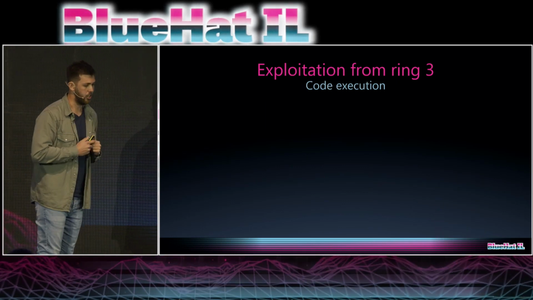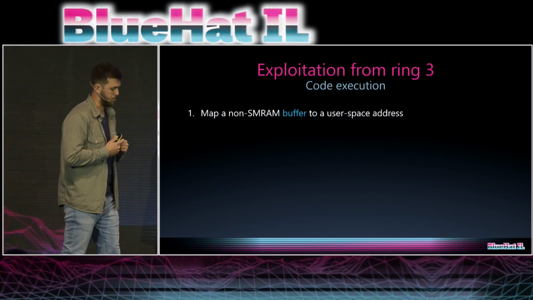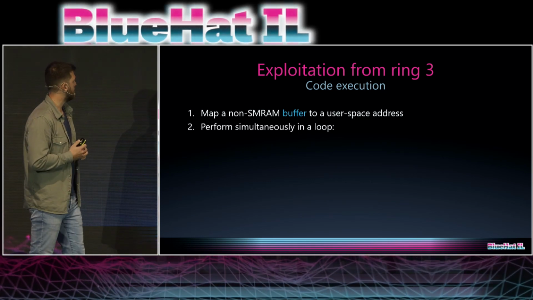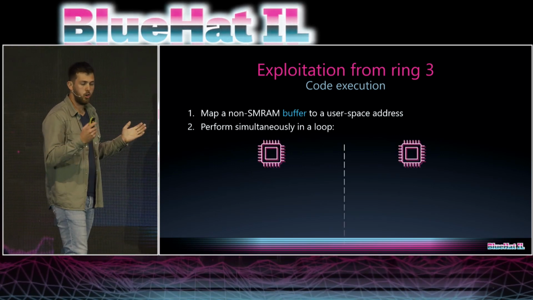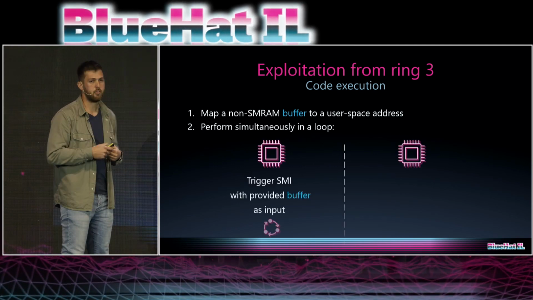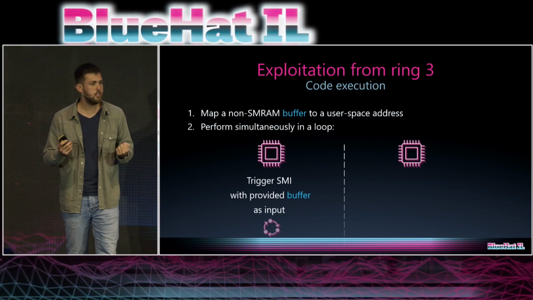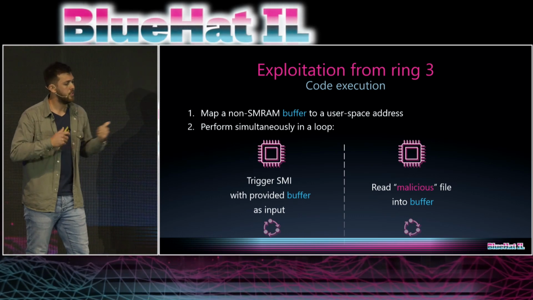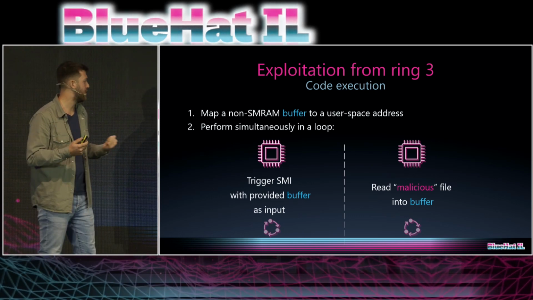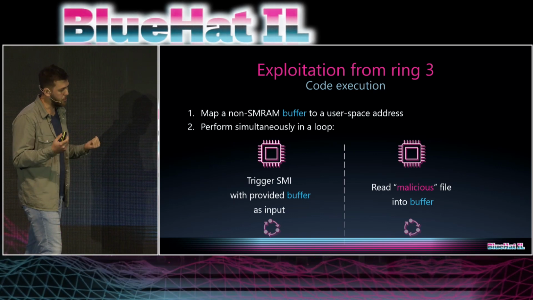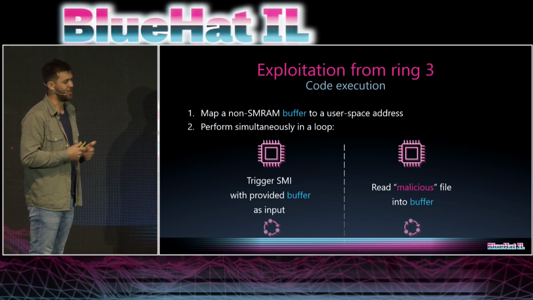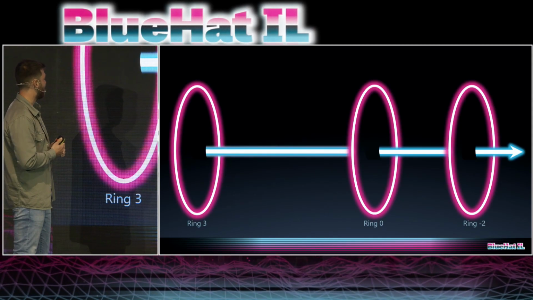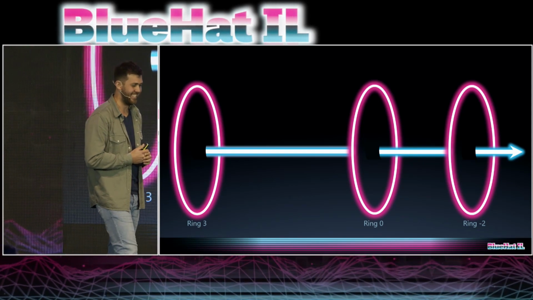So let's chain it all up. We will map this non-SMRAM buffer into our user space address, and we'll perform simultaneously the following loop. On one core, we will trigger an SMI with the provided buffer as an input, and on a second core, we will read this malicious file into this input buffer. Using it, we will be able to exploit these time of check, time of use write primitives only from user space, which was great. OK, so now we can fully hop from user space to ring -2.